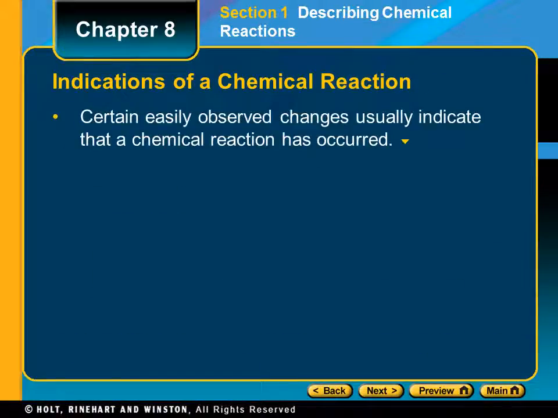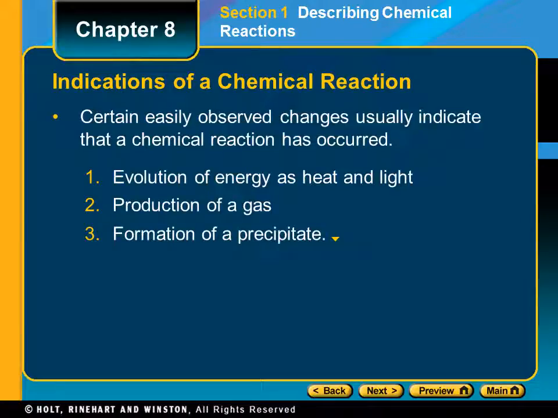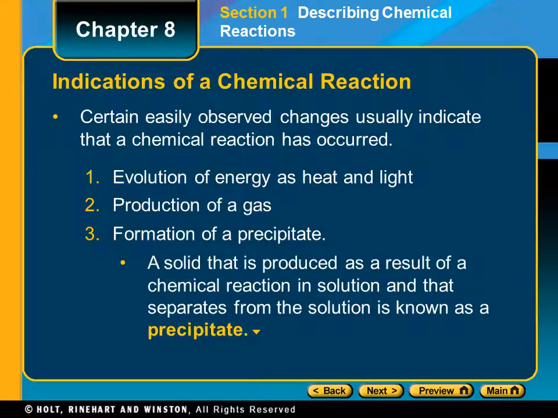So what are some of the things we look at to indicate a chemical reaction has taken place? There are some easily observed changes that indicate a chemical reaction has occurred. The first is an evolution of energy as heat or light. Whenever energy is given off as heat or light, that's a pretty good indicator that a chemical reaction has taken place. If a gas is produced, that is a pretty good indication that a chemical reaction has taken place. If a precipitate forms, that is also an indication that a chemical reaction has taken place.